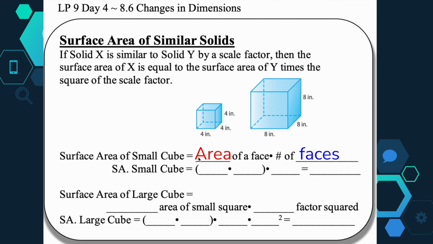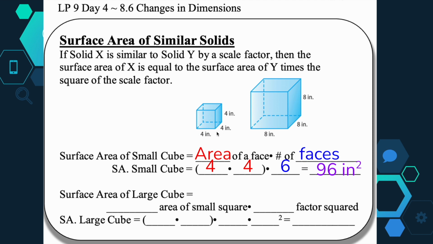Okay, so I'm going to take the area of one of the faces, which is going to be 4 times 4, and then I'm going to multiply that by the number of faces I have, which is 6. So 4 times 4 is 16, times 6 gets me 96 inches squared. So this is the surface area of the small cube.